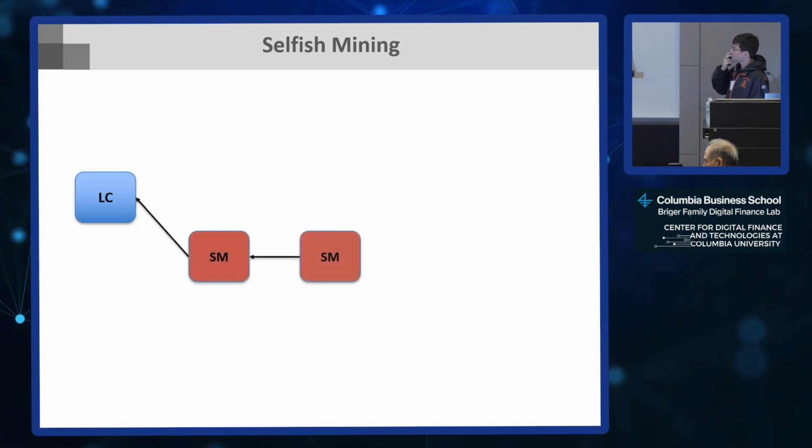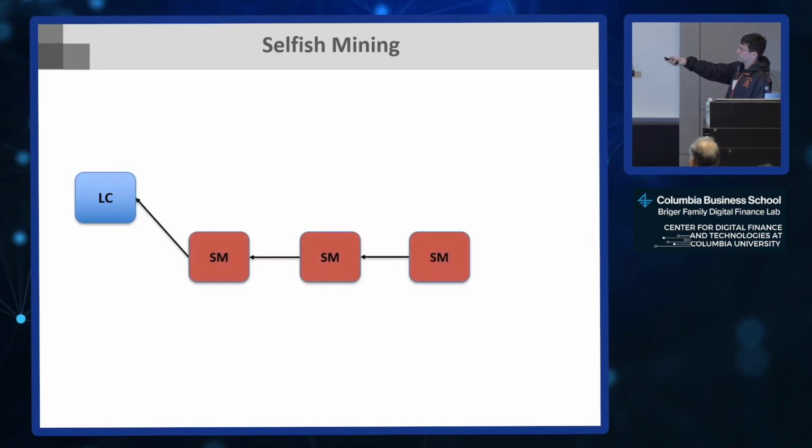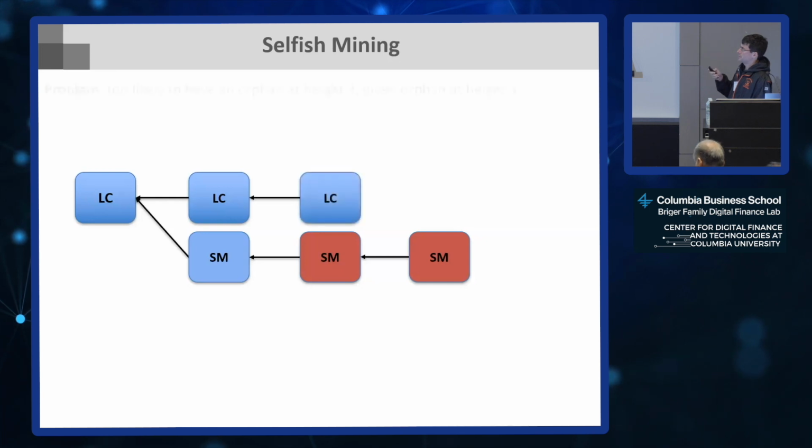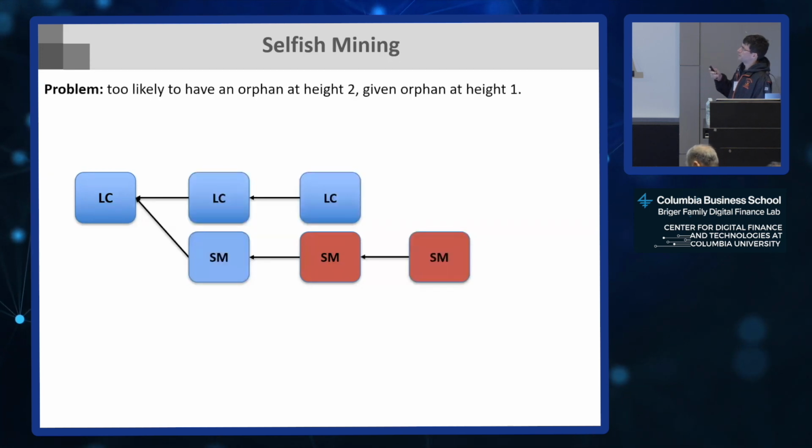Like we discussed, this is the good case. You get this lead, and now someone's caught up to you. What the selfish mining strategy says to do is hide this, definitely create an orphan. If you do that, then you are way more likely to have an orphan at height 2, given that you had an orphan at height 1. That's going to be detectable, so you don't want to do that.